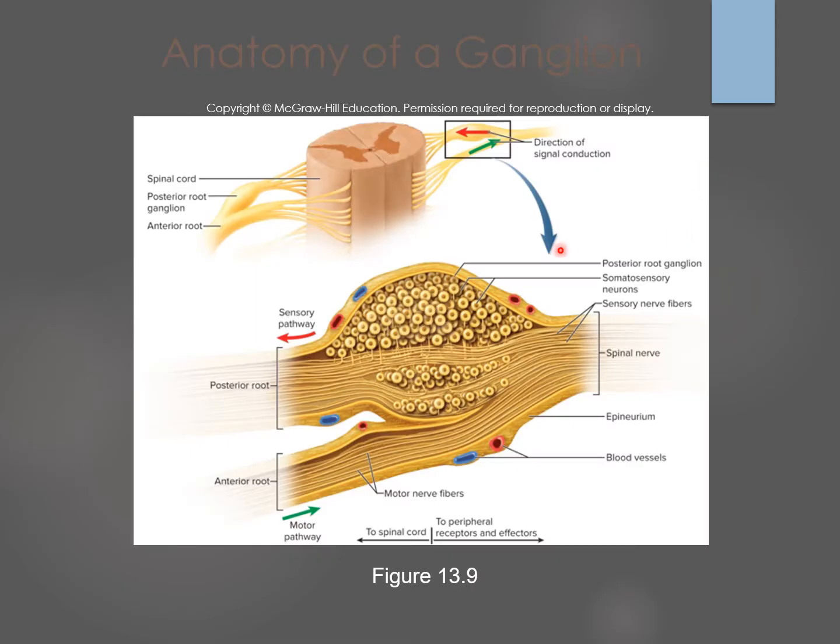This is it. And you see all of these neurosomas, the nerve cell bodies. And if you look closely, you can see that these are unipolar nerves. That's because these are sensory nerves coming through that dorsal root ganglion.